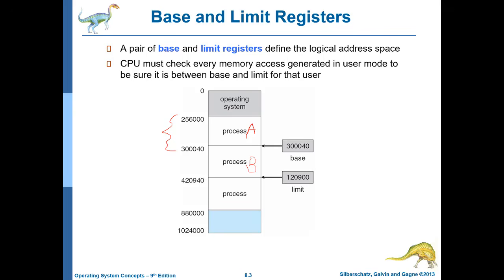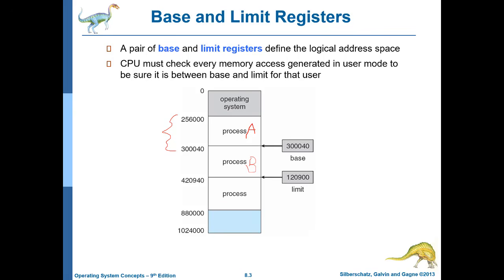Okay, so the base register and the limit register have the value of those areas within which this process is residing in the RAM. So here you see that process B is between these limits of the base and the limit register. Now whenever the CPU wants to make a reference for process B, it will make sure that it is more than the base and less than the limit.